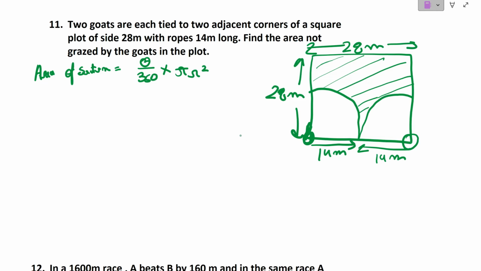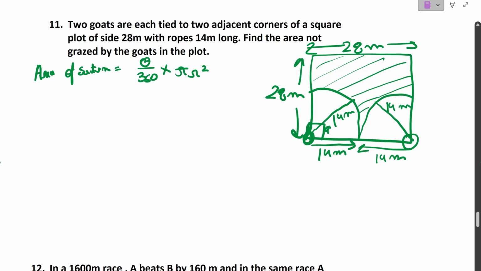And r is 14 here, because the rope is 14 meter long. This much is 14 meter, because the goat can graze as far as the length of the rope is. So the radius is obviously 14 meter. Now we have to see the area of the sector which has been grazed by the goat. Theta is this, and obviously it is 90 degree.